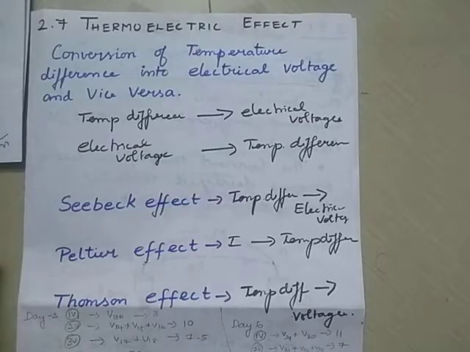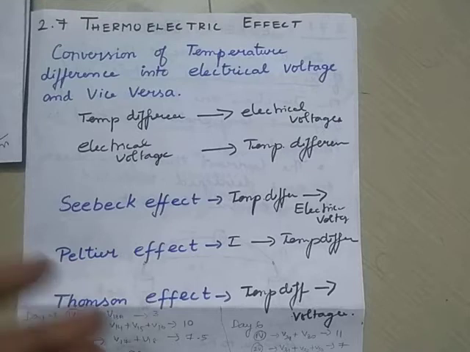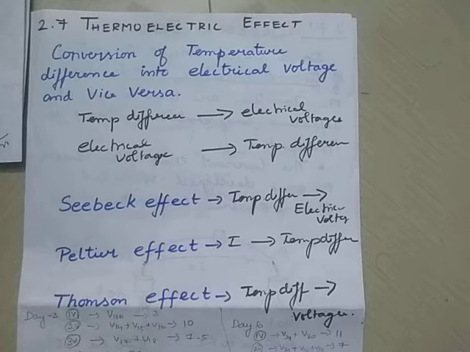Then thermoelectric effect. Here is the conversion of temperature difference into electrical voltage and electrical voltage into temperature difference. This is known as thermoelectric effect. Here we will see three more phenomena. First one is Seebeck effect. Here the temperature difference is converted into electrical voltage. In Peltier effect, the current flowing through a thermocouple develops a temperature difference. In Thomson effect, the temperature difference creates a potential difference.